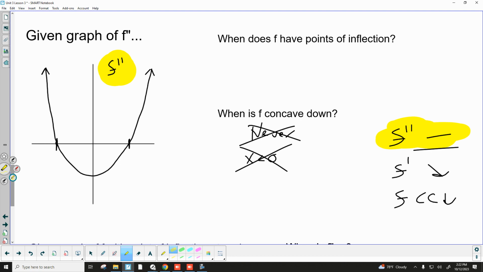It's like the quiz questions we did today. You're given the graph of the second derivative. Your second derivative is positive until -1, negative until 1, positive after that. That means F prime is going up, going down, going up. That means F is concave up, concave down, concave up. X equals -1, X equals 1 are our points of inflection where our curvature changes.